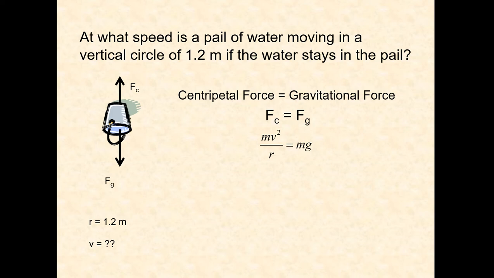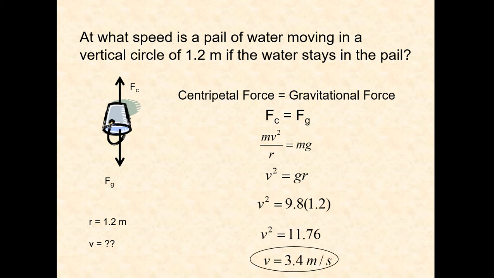Again, we have mass on both sides, so we can simply divide both sides by m. Since we're looking for v, we can multiply both sides by r to get v² by itself. We can plug in 9.8 for g and 1.2 for the radius. Multiplying that and then square rooting, we find that v is equal to 3.4 meters per second.